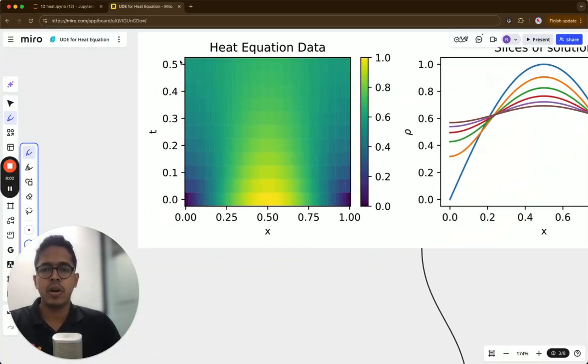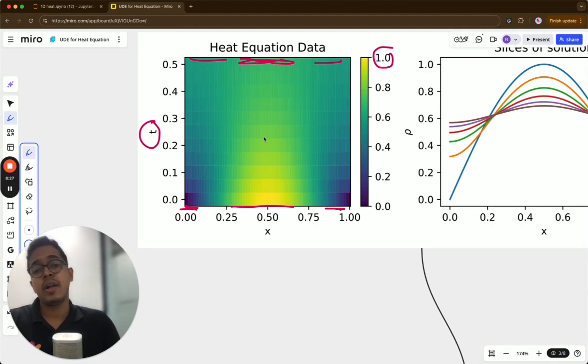This is the 2D plot where the y-axis is time and the x-axis is along the length of the rod. So initially, the middle part of the rod is very hot. So temperature is highest here in the middle part. The left-hand side and right-hand side parts are cooler. As time progresses, the middle part is pretty much as hot as the left-hand side and right-hand side. So cooler regions will heat up, hotter regions will cool down.